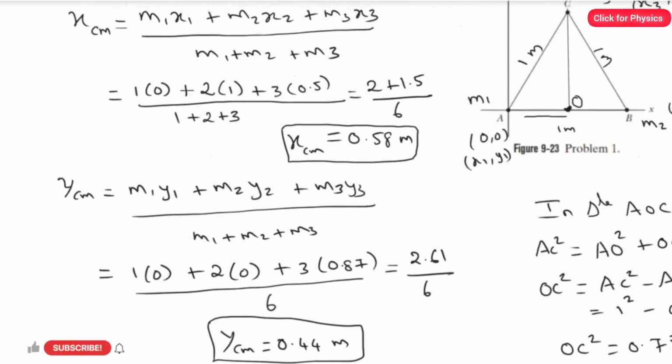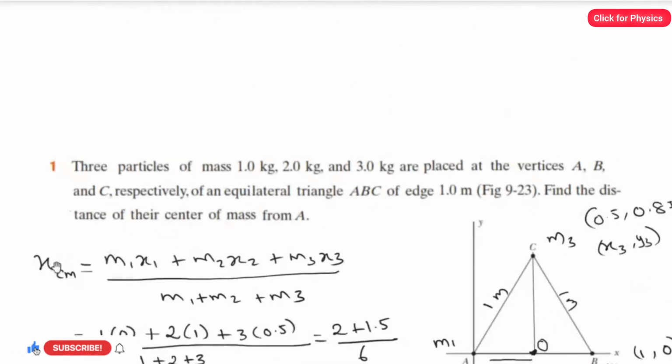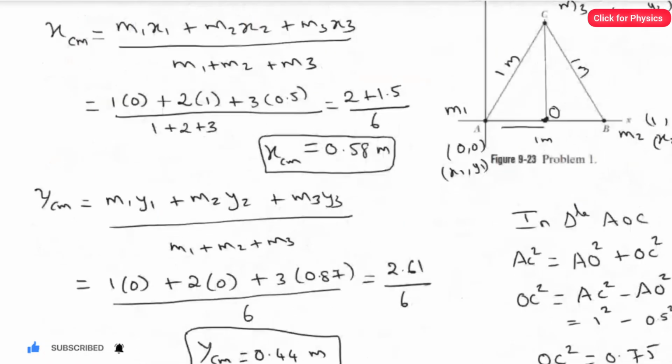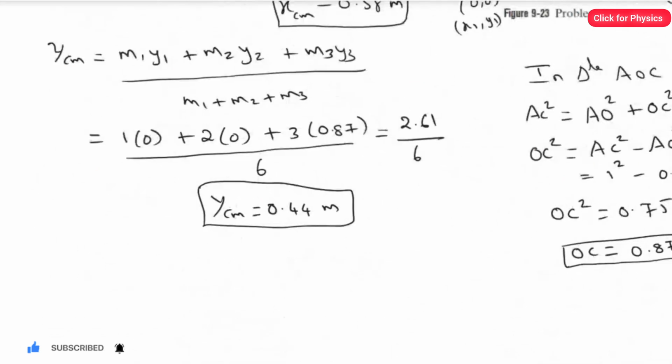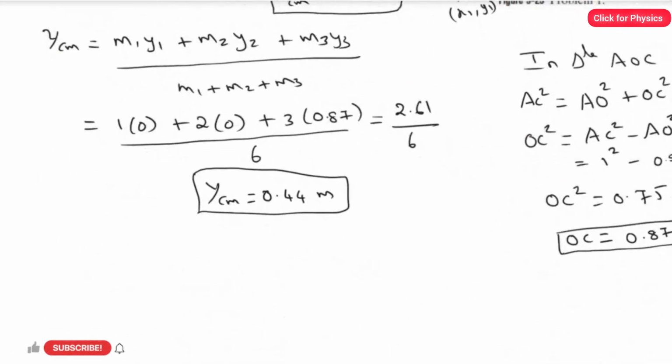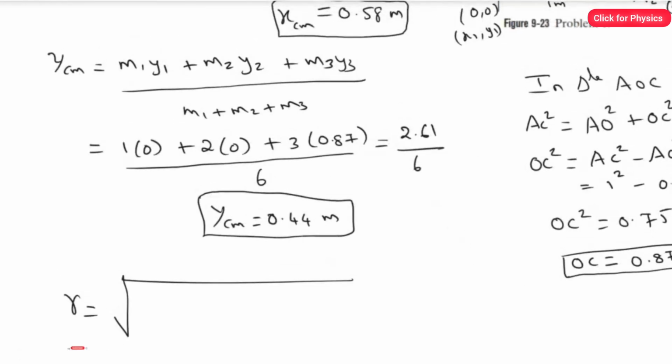Once we find the answer, we have to find what should be the distance of the center of mass from A. They clearly mention in the question that we have to find the center of mass from A. That means A is nothing but the origin. So we have to write the rule. The location of A is 0. Therefore, R is equal to the square root of the x center of mass, which is 0.58.